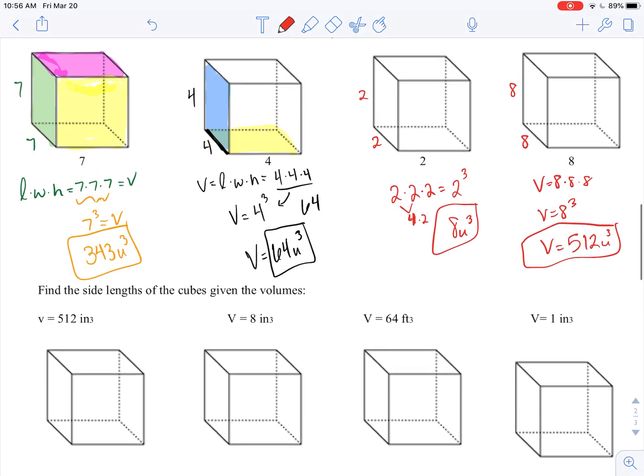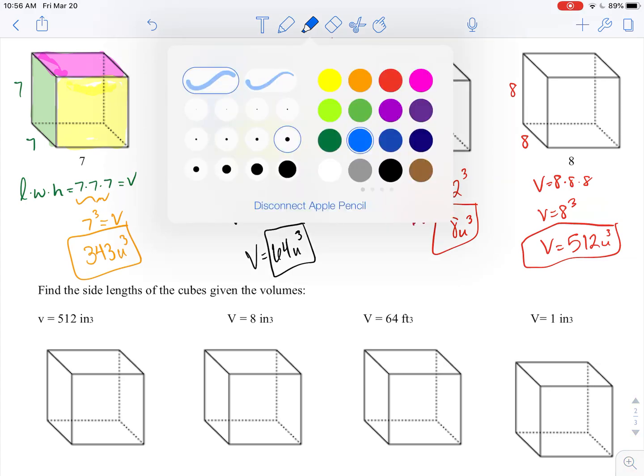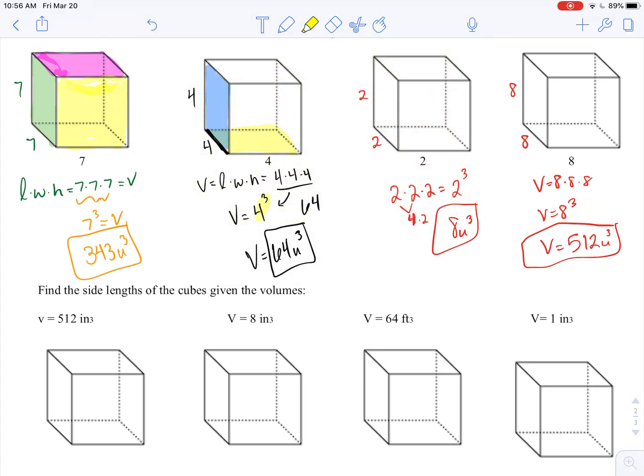All right, and last but not least here, we're finding our side lengths given the volumes. So what did we do with those side lengths? What did we do with 7 to find our volume? What did we do with 4 to find our volume? What did we do with 2 to find our volume? and 8. Well, you can see we're just taking these to the third power.